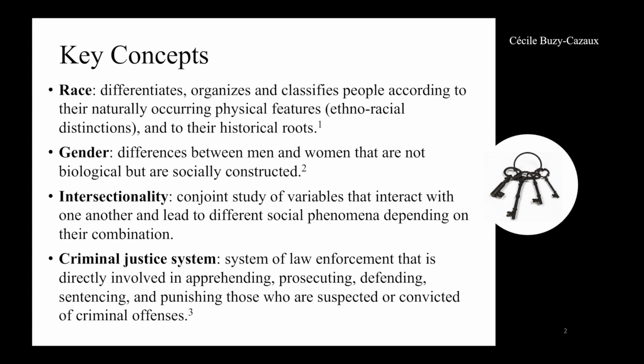Race and gender are two variables that interact together and with others, and their conjoint study to understand social phenomena is called intersectionality. Race and gender will be the prisms through which we will analyze the American criminal justice system, that is, the system of law enforcement that is directly involved in apprehending, prosecuting, defending, sentencing, and punishing those who are suspected or convicted of criminal offenses. For the purpose of our research, we have chosen to focus on sentencing to make a sufficiently detailed analysis.